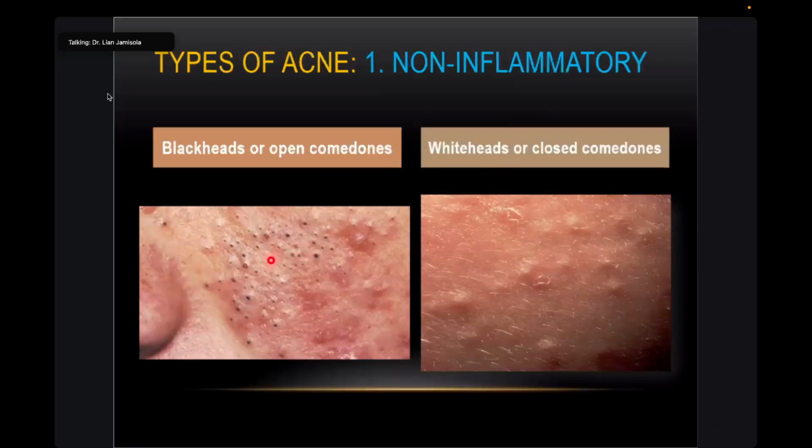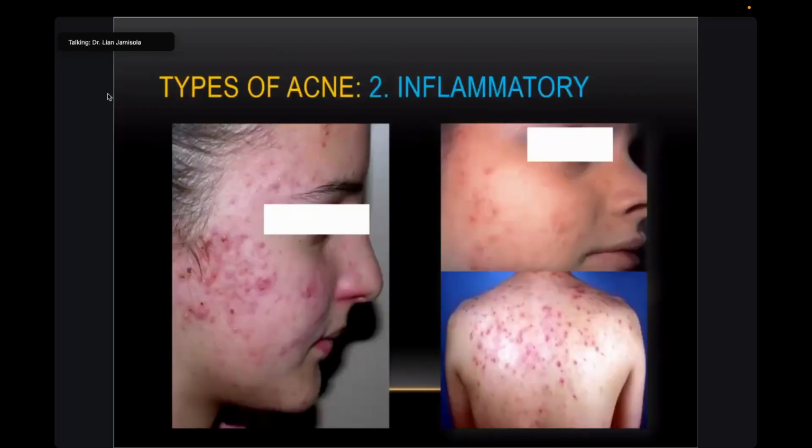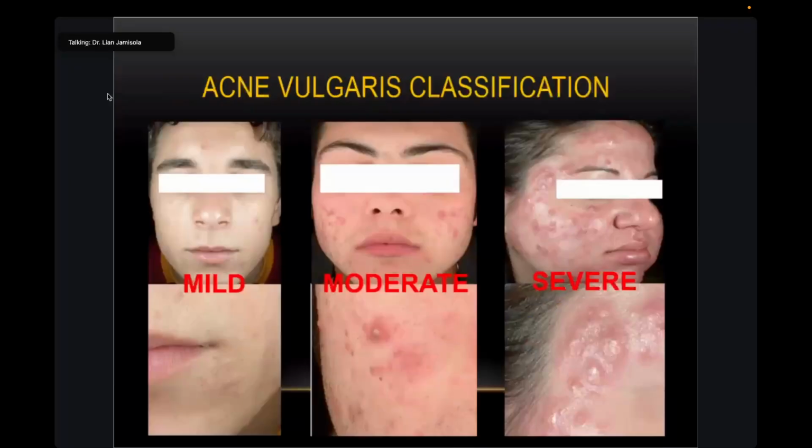So blackheads, these are your open comedones. Your whiteheads are the closed comedones. Okay. Once the plug inside is oxidized, kasi nag-open na siya, and then it oxidized, it becomes black. That's why once it's open, it's already called blackheads. Okay, now you have the inflammatory type of lesions. These are your papules and pustules. Okay? Yan. Sa face. So it's no longer comedones. These are now your papules and pustules.